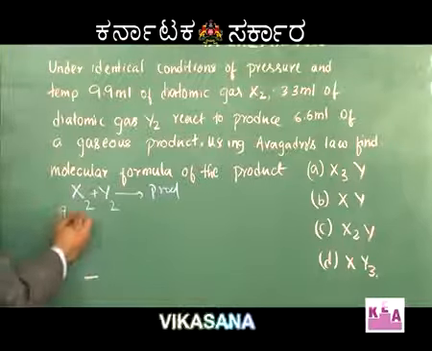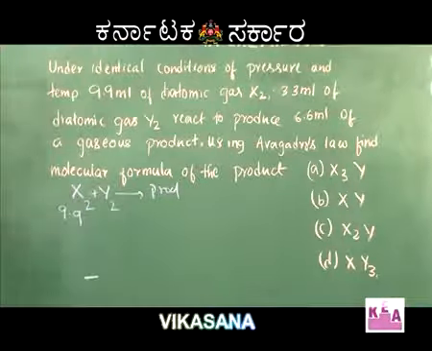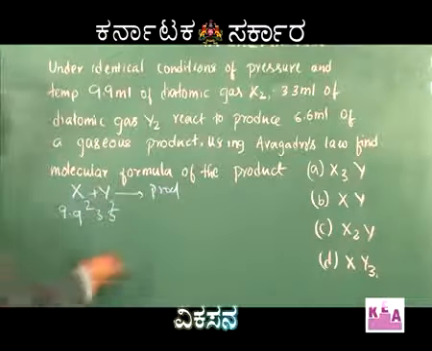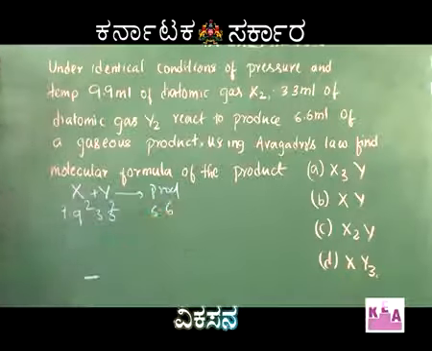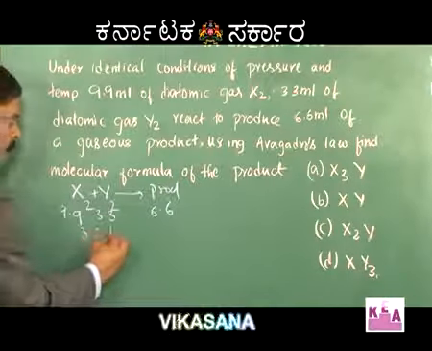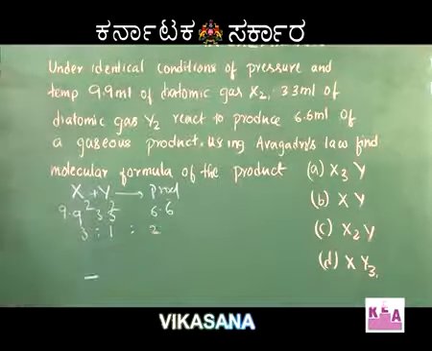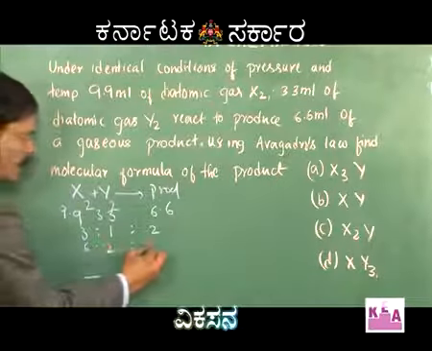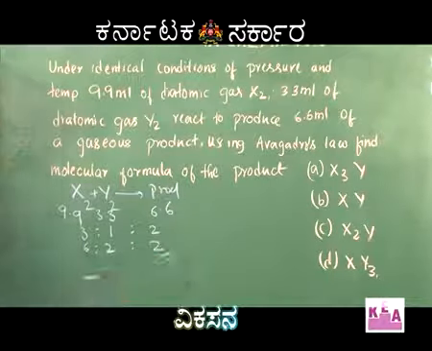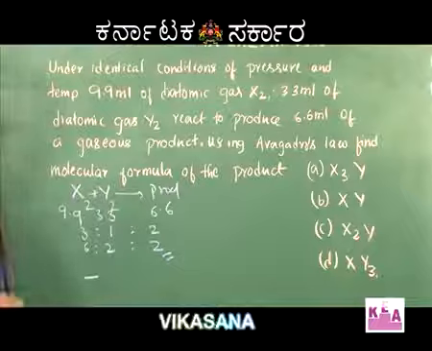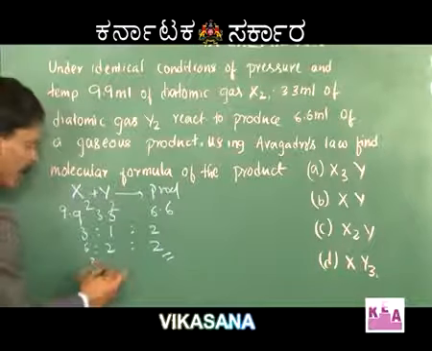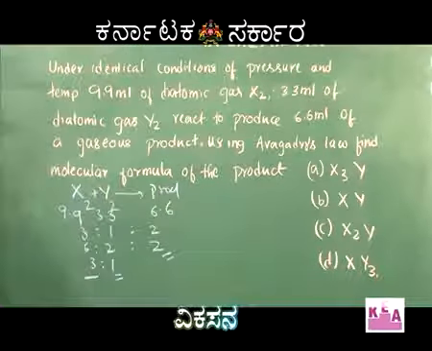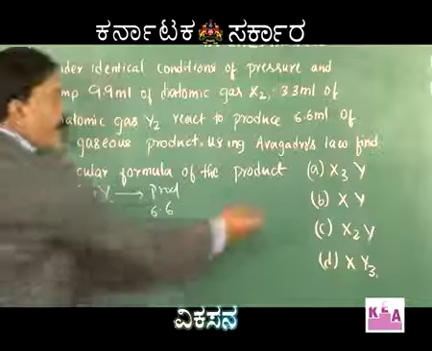9.9 ml of X2 reacts with 3.3 ml of Y2 to give 6.6 ml of the product. The ratio would be 3:1:2. The number of molecules would be 6:2, giving you 2 moles of the product, and therefore the number of atoms would be 3:1, and hence the correct answer for this particular question is X3Y.